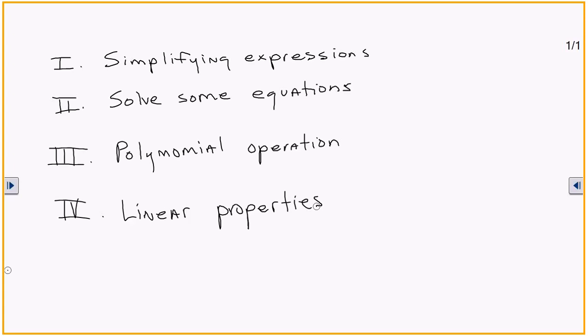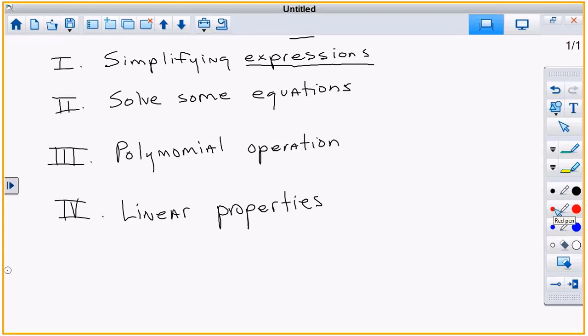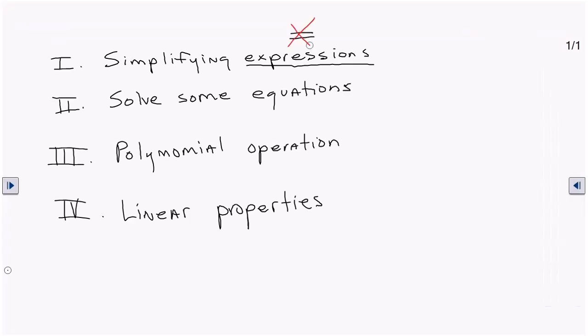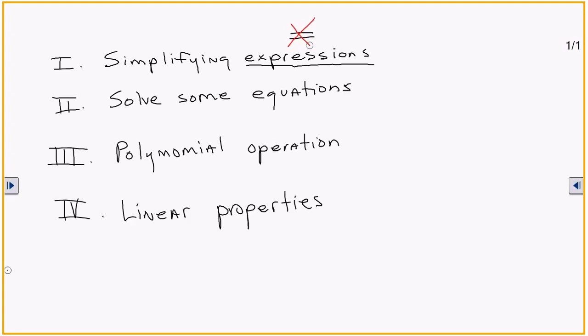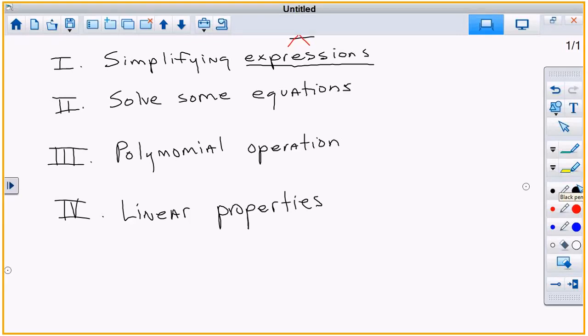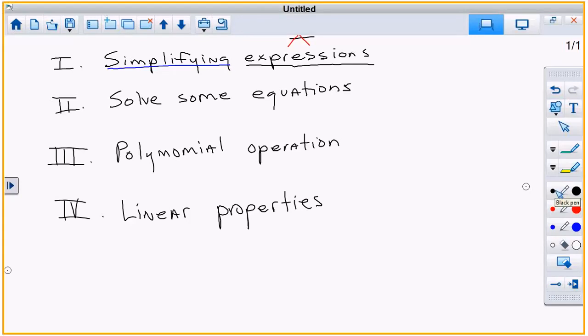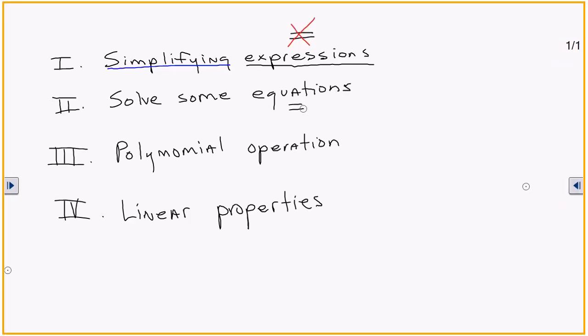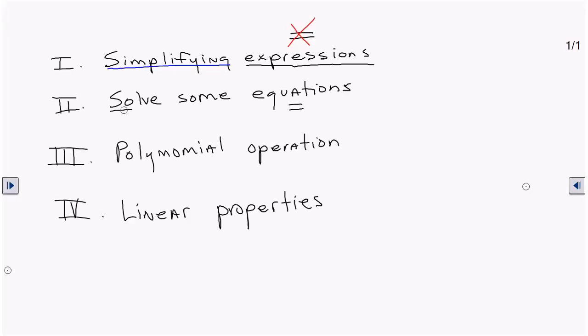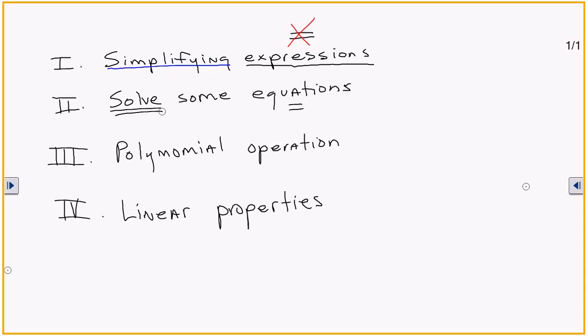Simplifying expressions. Now remember, we talked about in the last video, an expression does not have a what? It does not have an equal sign. So therefore, you can't solve it. The only thing you can do with an expression is simplify it. Okay? And we're going to get into that in just a second. An expression has no equal sign, an equation has an equal sign, and you solve an equation. So with that being said, let's go ahead and simplify some expressions.